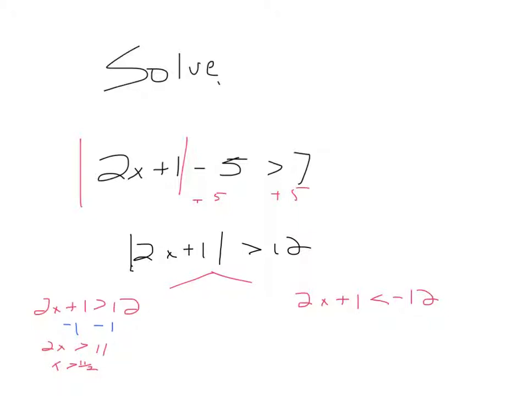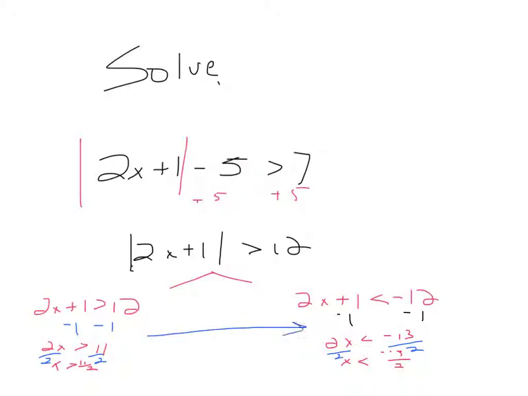Again, subtract 1 on both sides. And now I have 2x is going to be less than negative 13. I'm going to divide by 2, and my final answer is going to be x is less than negative 13 over 2 because I divided by 2 here. Same thing on the left side, divide by 2. So I have x is greater than 11 over 2. x is less than negative 13 over 2.